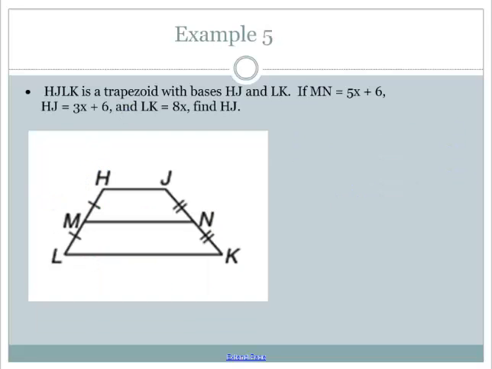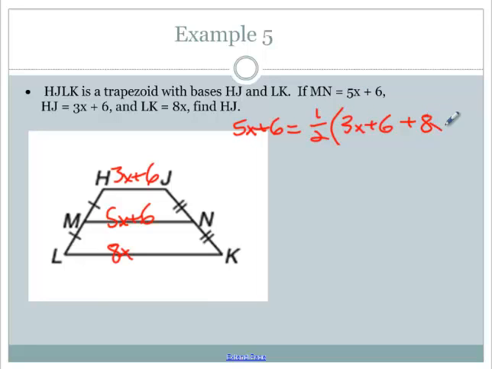Our last example of this video, we have a trapezoid again, same bases. MN is 5x plus 6, HJ is 3x plus 6, and LK is 8x. My goal is to find HJ. I can't do that without finding x. I know that the median is equal to half the sum of the two bases. I'm taking my two bases, I'm adding them together and dividing by 2, and I'm setting that equal to my median. Let's combine like terms.